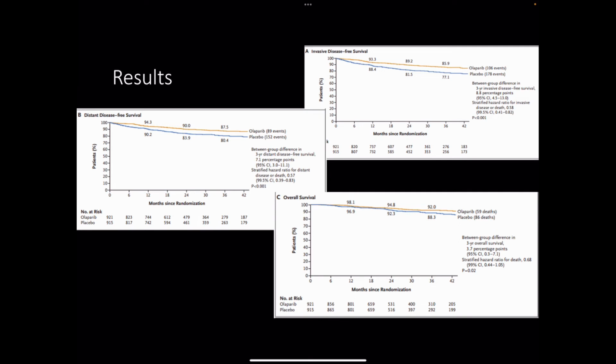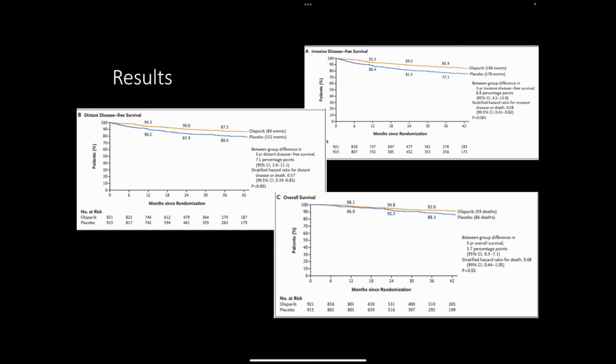So for the results, these 3 charts show a good idea of the number of people in both the Olaparib and placebo groups and the percentages of the survival rates. So in chart A, which is in the top right, it shows the invasive disease-free survival. It shows that 85.9% of patients who received the Olaparib had disease-free survival. And then the placebo group showed 77.1%.